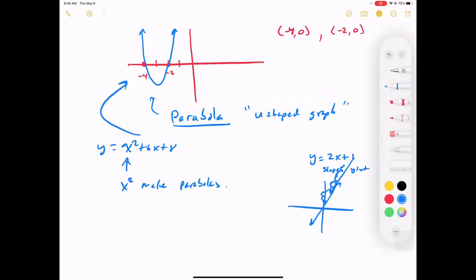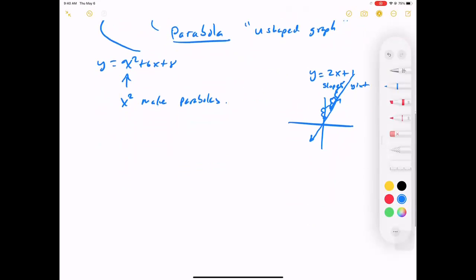X squared makes parabolas. Now, let's give you an example of us plotting points for a parabola. If I said y is equal to x squared versus y is equal to x, we see that this guy is my quadratic, and this is what we call linear because it's a line. If you can memorize this now, you will be set all the way through high school.